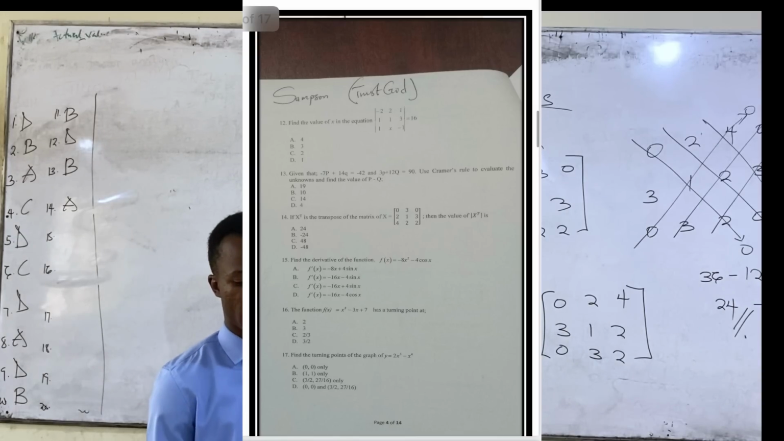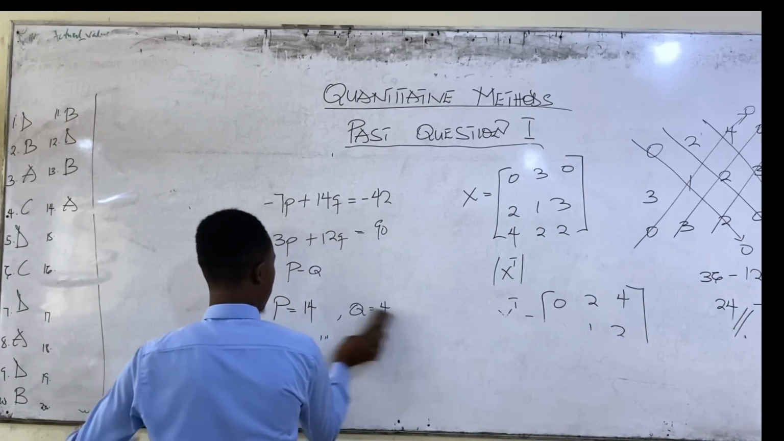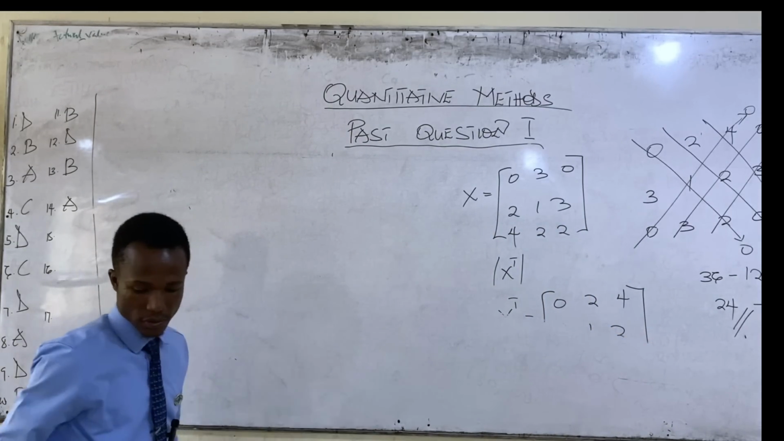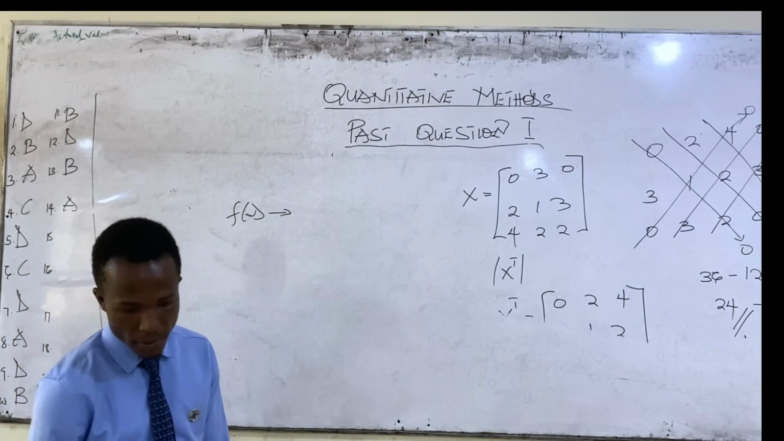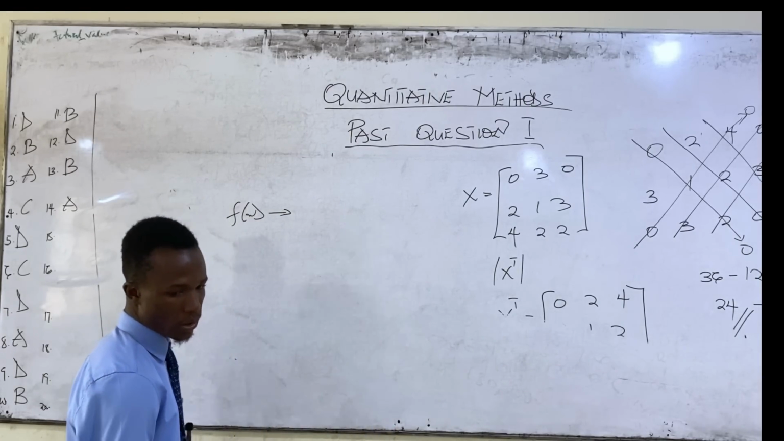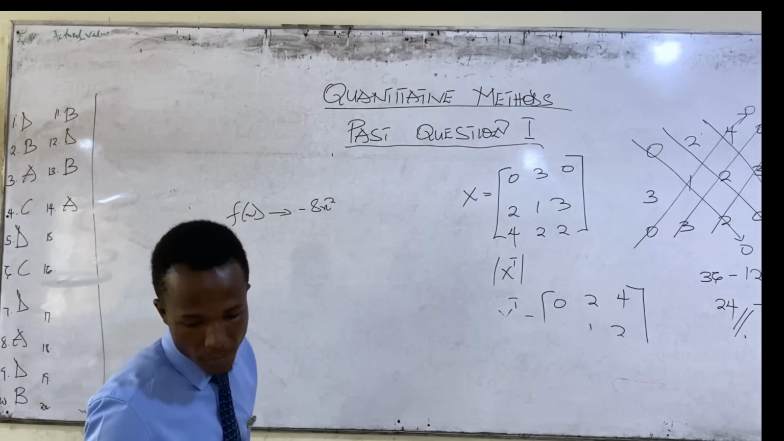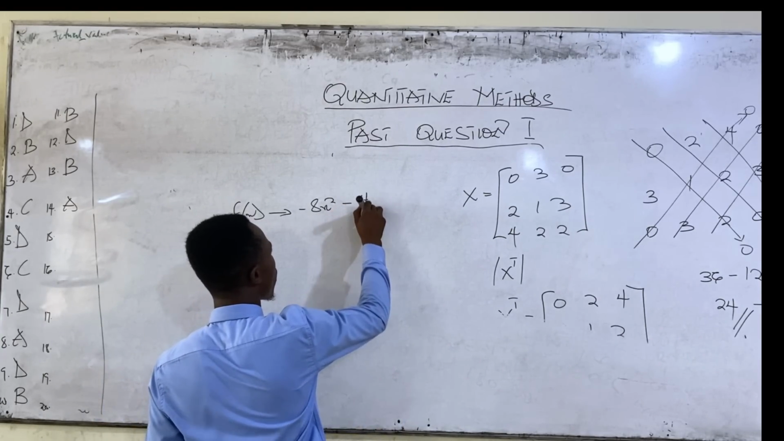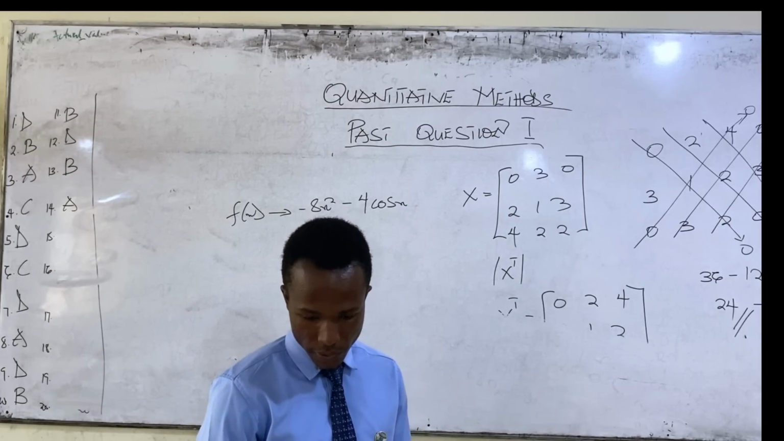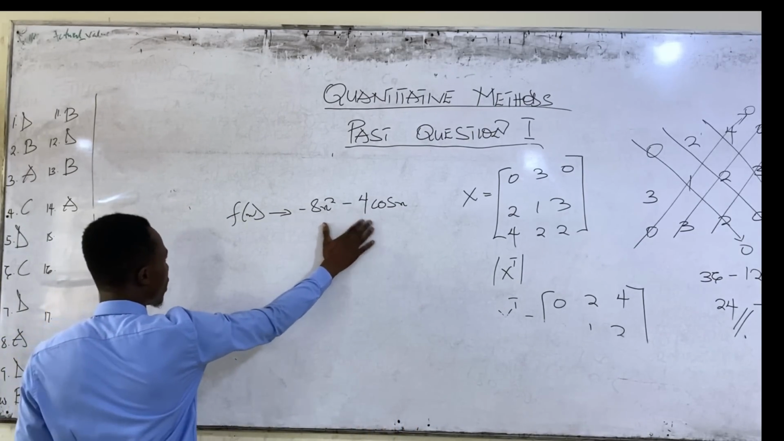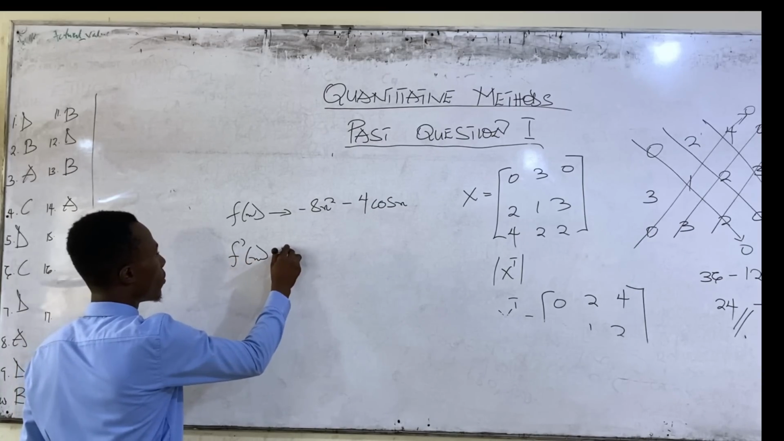Find the derivative of the function f of x. So if you have f of x maps to 0, negative 8x squared minus 4 cos x. They said we should find the derivative of the function. So yes, we are going to differentiate this. So if you differentiate this, you get f prime of x maps to.